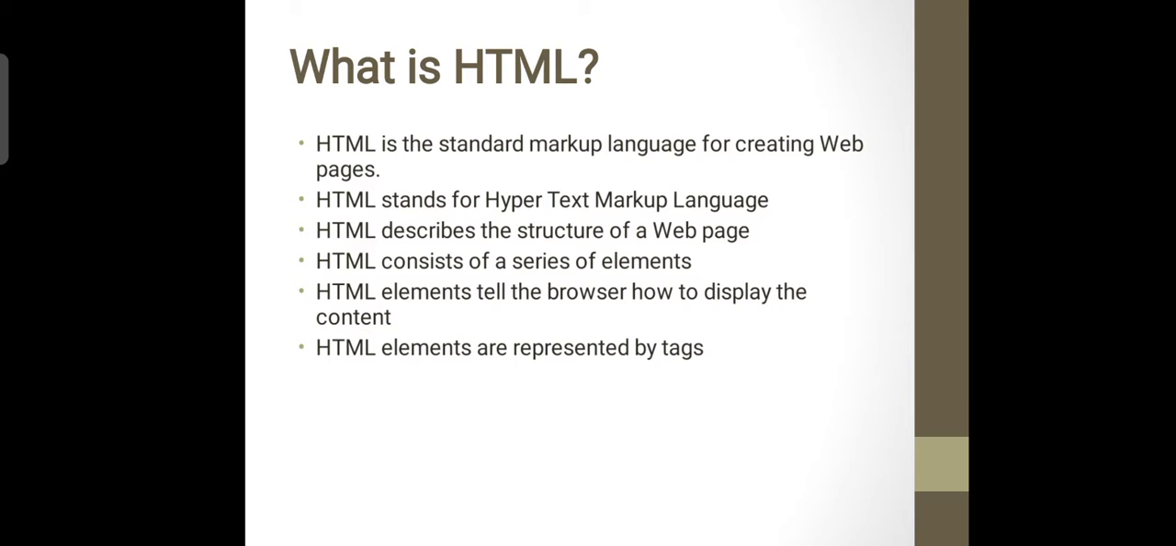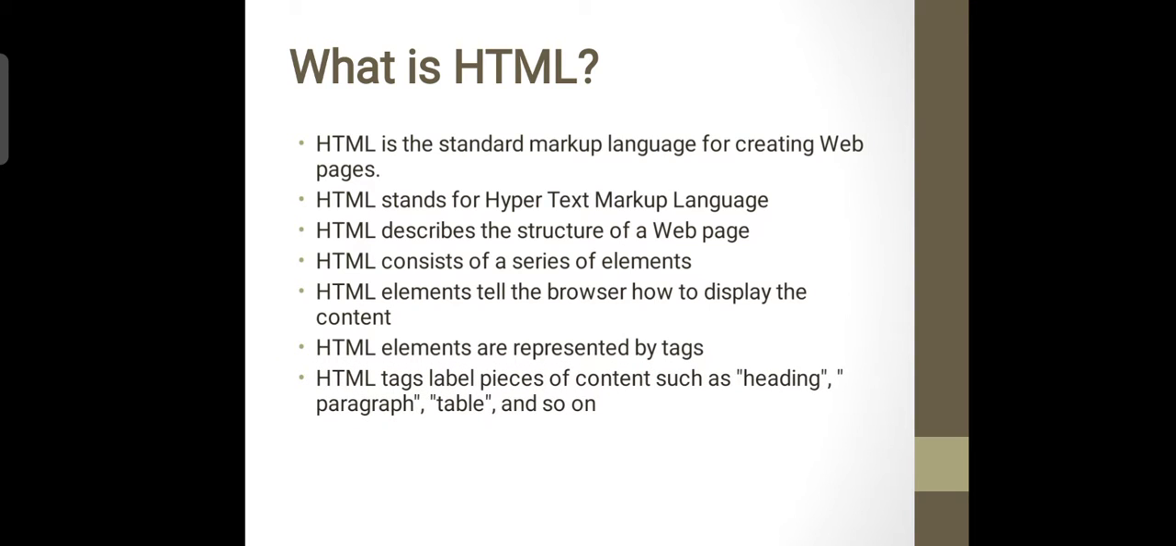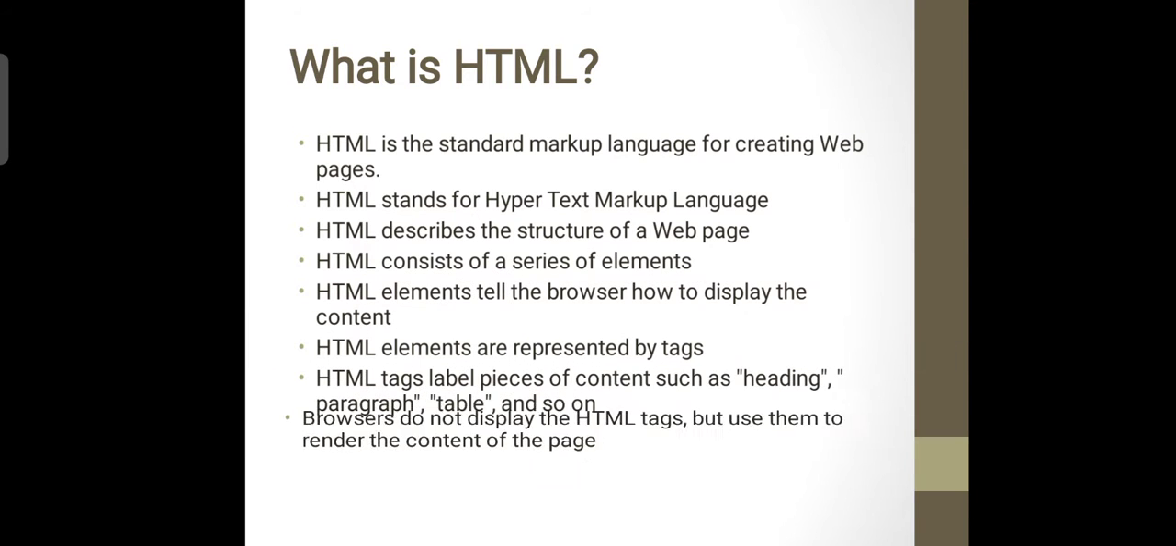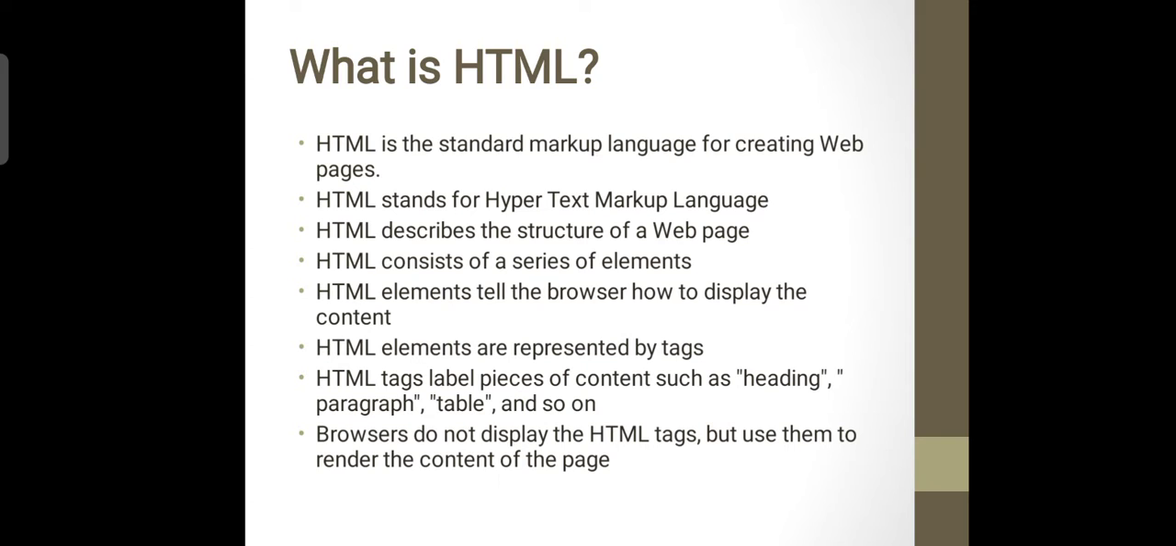HTML elements are represented by tags. For example, text formatting tags, physical tags, paragraph tags. These are basically HTML tags. HTML tags label pieces of content such as heading, label, paragraph, table, and so on. The browser does not display the HTML tags but uses them to render the content of the web page. It means whichever contents you want to display on a web page.